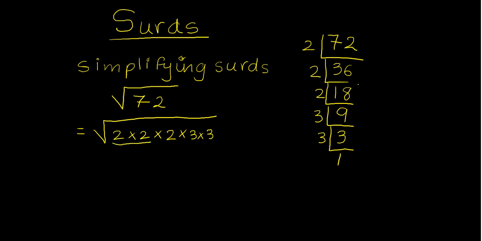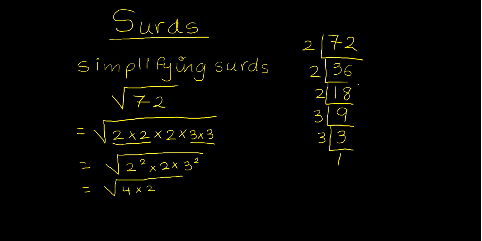So that 2 times 2 makes one square number, and 3 times 3 is another square number. So I can write that as square root of 2 squared times 2 times 3 squared. I know 2 squared is 4, times 2, and 3 squared is 9. So the square root of 4 is going to be 2. So I'm going to write 2 outside of the square root now, and that 2 comes from the square root of 4. And then square root of 9 is going to be 3.